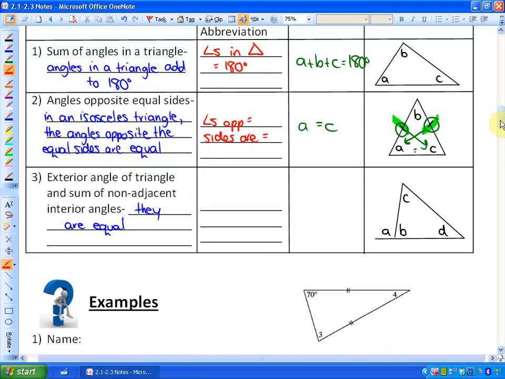And the last definition, which won't be used extensively and doesn't have an abbreviation, is the exterior angle of the triangle and the sum of the non-adjacent interior angles. That means that the exterior angle, which is this one here, A, is equal to the sum of the two angles that are not right beside it. So C and D. B is right beside it. So this definition is that angle A is equivalent to C plus D. And in the next lesson, what we're going to look at is specific examples, which will make this a lot more practical and straightforward.